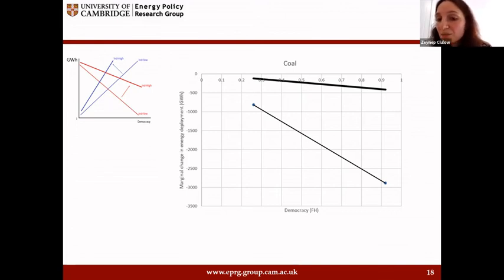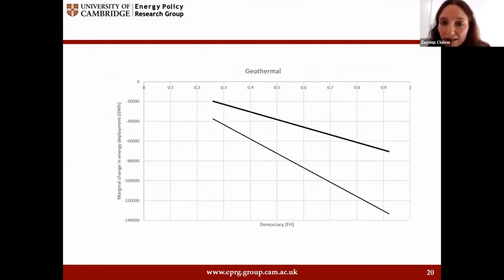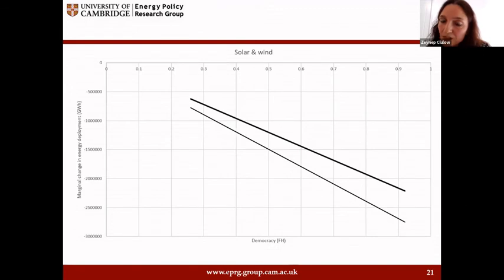And we can see that when industry grows stronger, the inhibitory relationship between democracy and coal energy deployment is still inhibitory, but it becomes less negative. So the line is flatter. And we see this for all of the energy sources that we looked at. So again, for nuclear, geothermal, solar and wind, although less pronounced than the other energy sources.